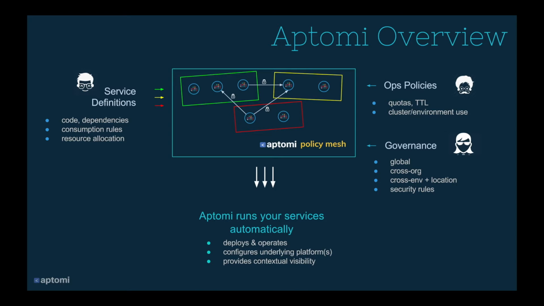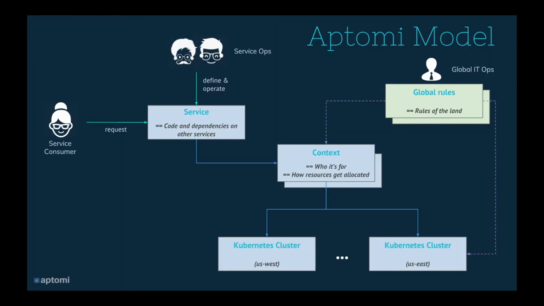Now let's talk about the Aptomi object model. The Aptomi model is very simple but very powerful. It's built around the concept of a service, and services can be defined and offered through Aptomi, and services can be consumed as well. Also, there is a notion of the context. Context defines who the service is for and how resources get allocated.